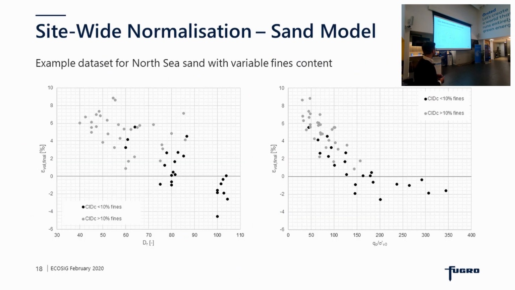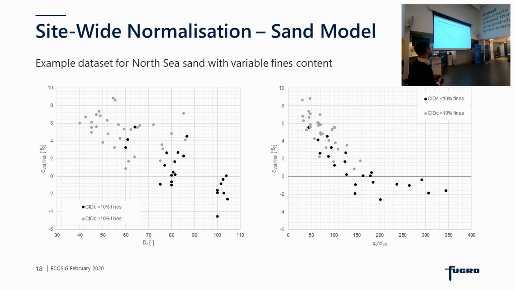Here's an illustrative example of how this works in practice, taking the response of sand from an example North Sea site, which had highly variable fines content. What we see here is that for one measure of soil response, in this case a drained response measure for that sand, we're plotting the data in terms of relative density, which is a common characterization parameter to use for sands. However, we can see that actually this doesn't give a very good predictive model of our change in soil parameter with our increase in relative density. There's a high degree of scatter for this particular site.